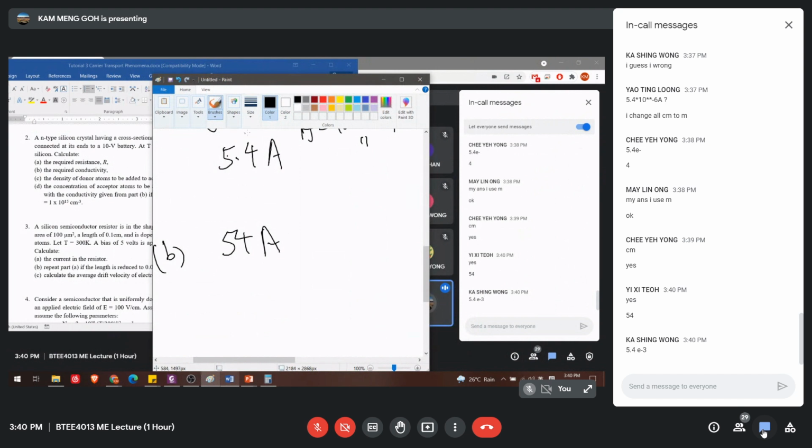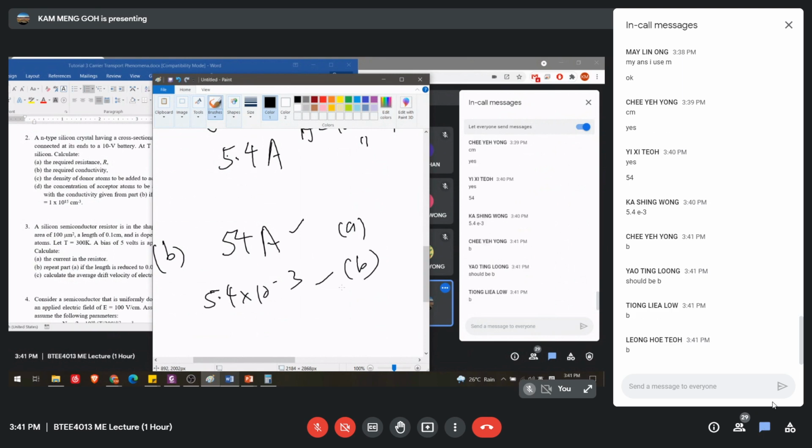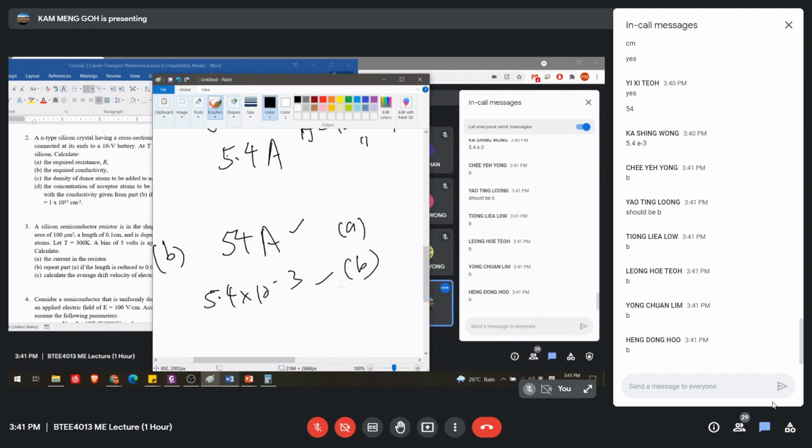Five by 4 times 10 to the power negative 3. So this is the answer, 5 by 4 times 10 to the power negative 3. How many of you get 5.4A? How many of you get this one? A and B, which one do you get? A or B? Everyone take an answer. B. Okay. Simple and direct should be B.